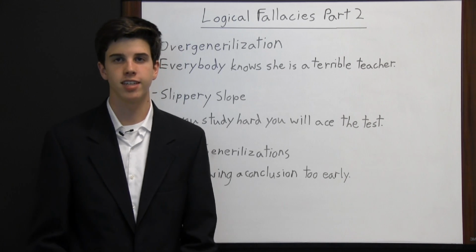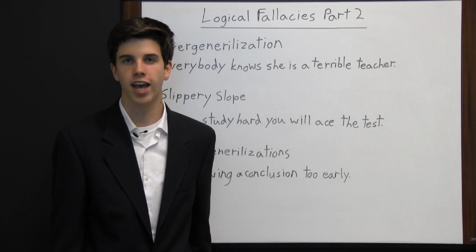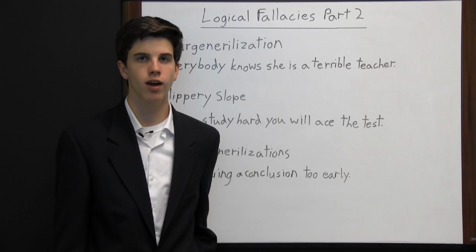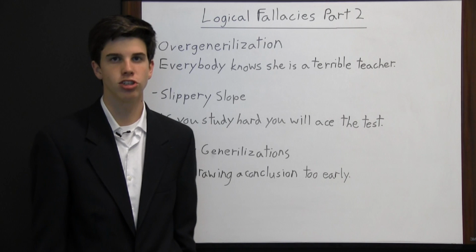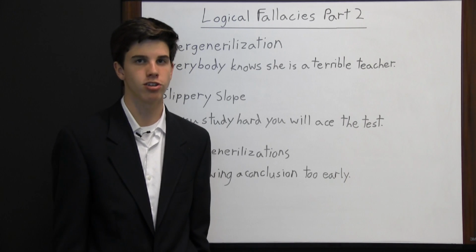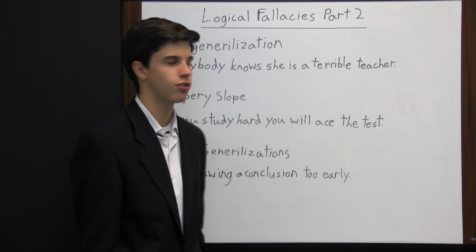A logical fallacy is a poor argument made by a writer, or an argument that is not totally accurate. It's important that you, as a reader, are able to identify these logical fallacies so that you won't fall into the trap of believing the writer's arguments. So I want to take a look at some examples up here on the board of some logical fallacies.